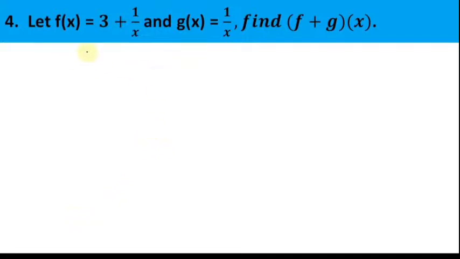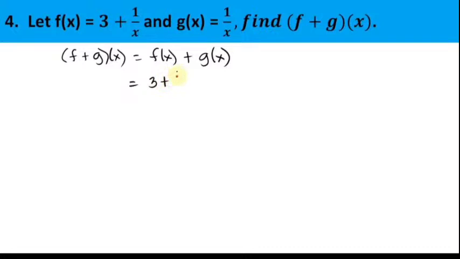Okay, for number 4, let f of x equals 3 plus 1 over x, and g of x equals 1 over x. Find the sum. So the formula again: quantity of f plus g times x equals f of x plus g of x. So the value of f of x is 3 plus 1 over x, plus the value of g of x is 1 over x.